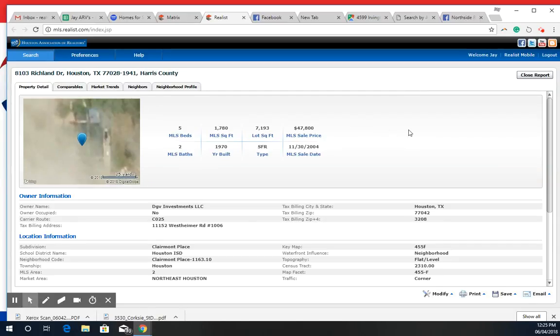You told me to take a look at the property at 8103 Richland Drive. I haven't had a time to go out there and look at it, but I will do it today. So based on this, it's telling us it's 1780 square feet. It says it's a 5-2.